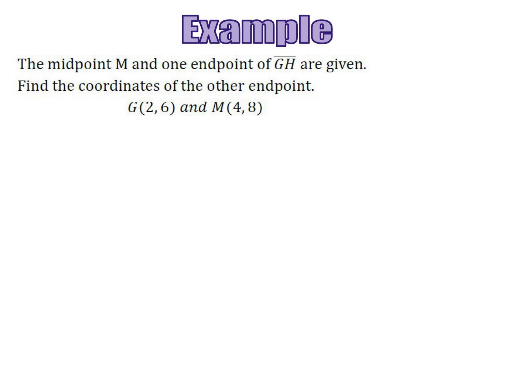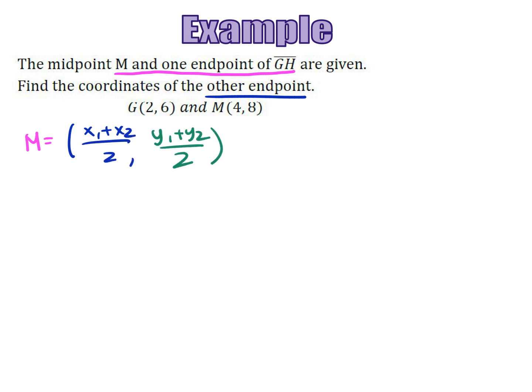All right, here we go. The midpoint and one endpoint are given. So this is a key difference. We are not given 2 endpoints and being asked to find the midpoint. We're given the midpoint and we're given an endpoint. Find the coordinates of the other endpoint. So we know that the midpoint is equal to the average of the x's, so x1 plus x2 divided by 2, and y1 plus y2 divided by 2.